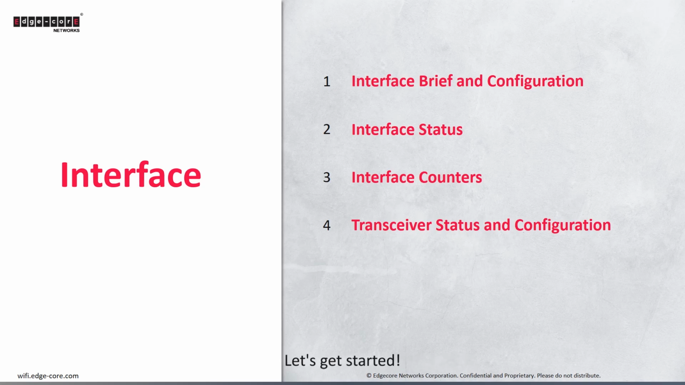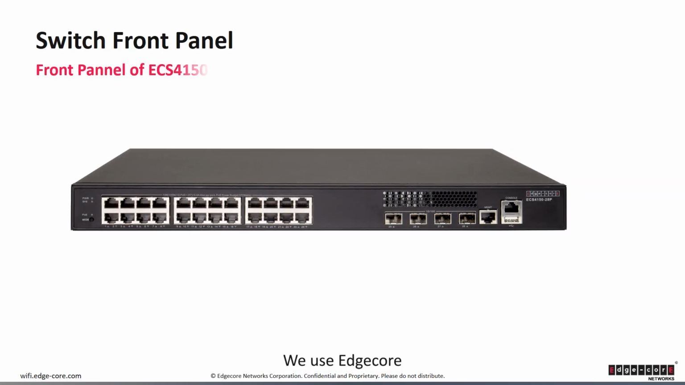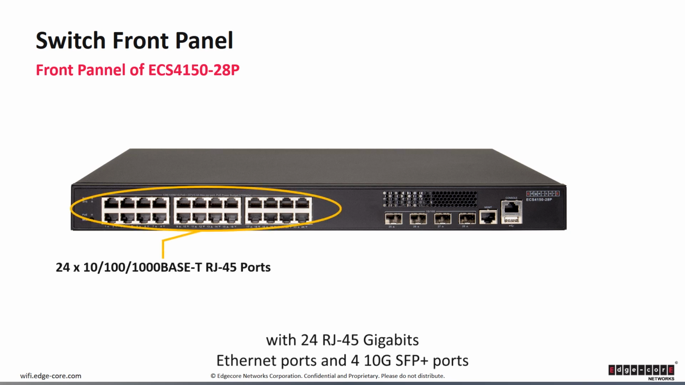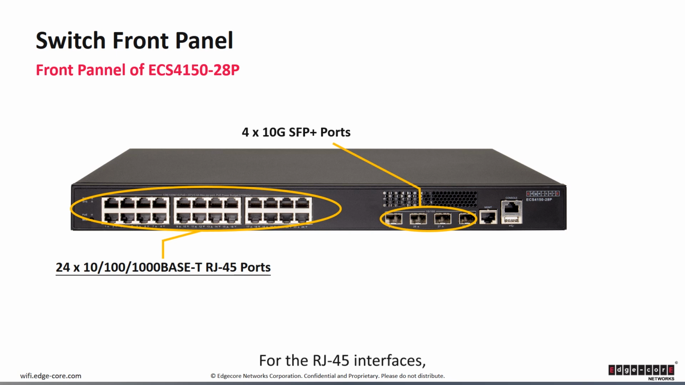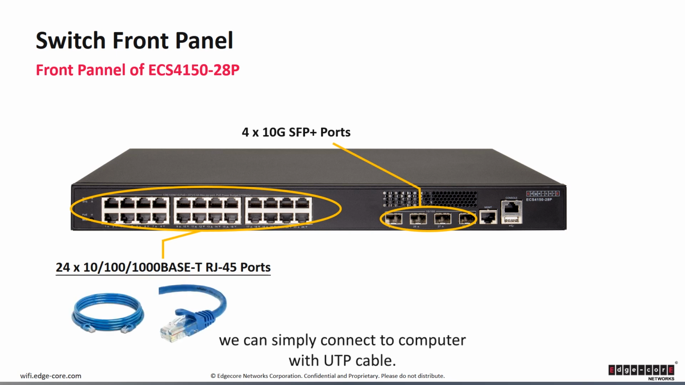Let's get started. We use the Edgecore ECS4150-28P switch as an example. ECS4150-28P is equipped with 24 RJ45 Gigabit Ethernet ports and 4 10G SFP+ ports. For the RJ45 interfaces, we can simply connect a computer with a UTP cable. We don't have to configure anything manually.